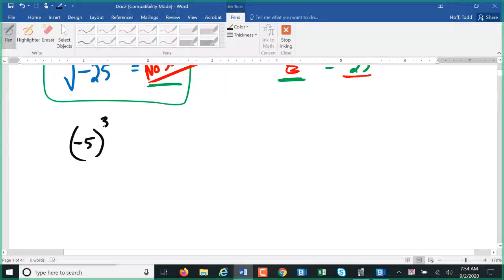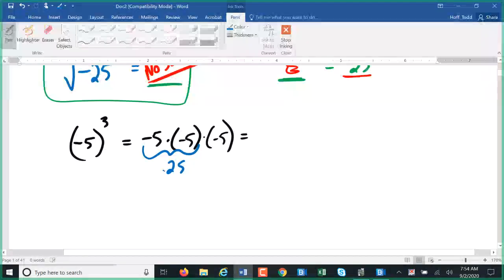Well, let's take negative 5 to the power of 3. Again, make sure you put it in parentheses. Well, negative 5 to the power of 3 is negative 5 times negative 5 times negative 5. Well, negative 5 times negative 5 is a positive 25. But then we have to take that positive 25 times another negative 5. Positive times a negative is a negative, and 25 times 5 is 125.